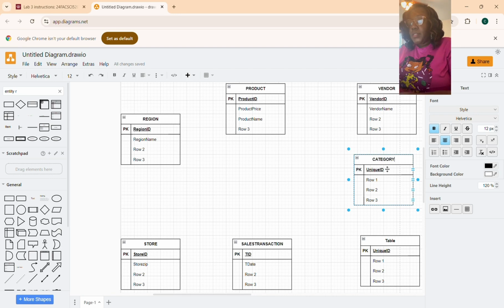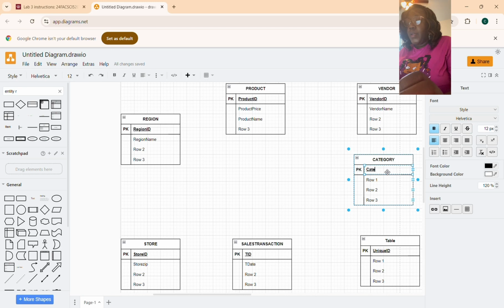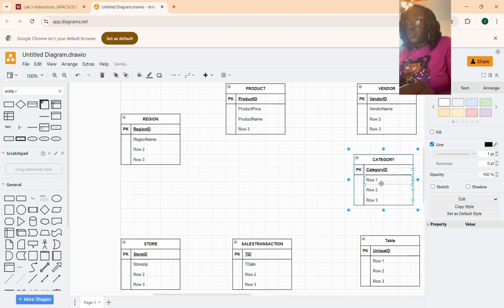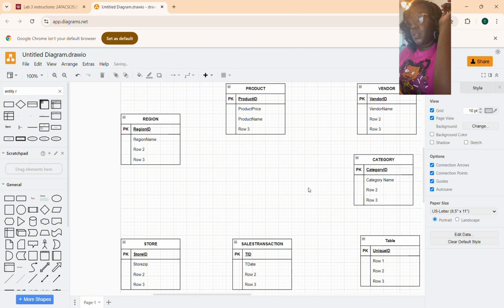Let me slow down. It's going to be category ID. And then under this one, we also have category name, so we're going to add category name. And that's that for that one. We're trying to make sure these tables are even, so that when we have to connect them we won't have any issues. So try to make sure they're as even as possible.